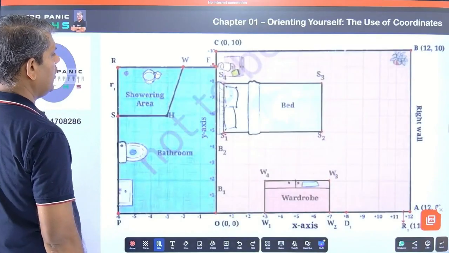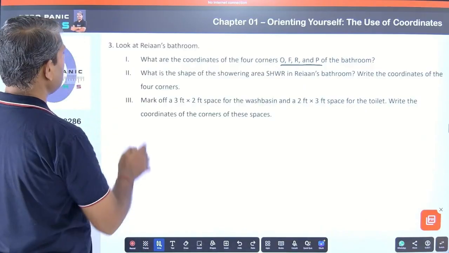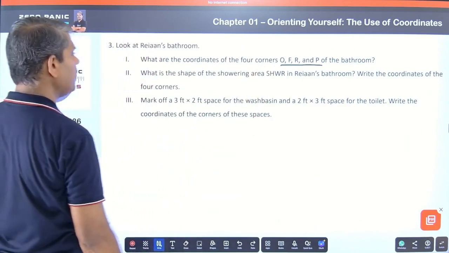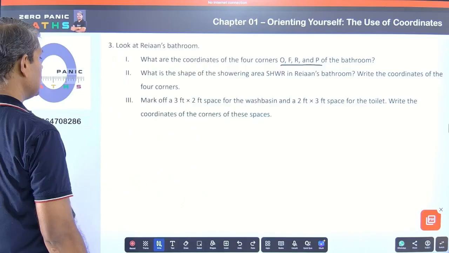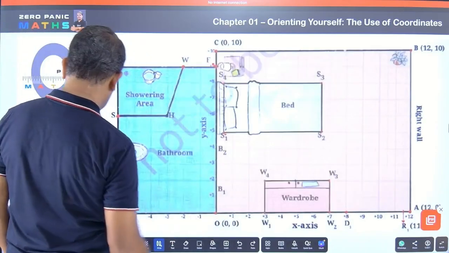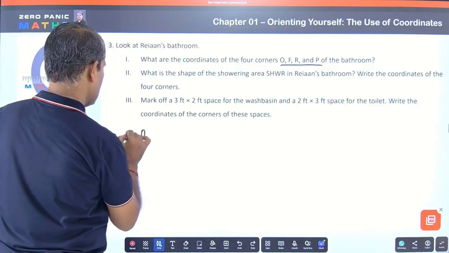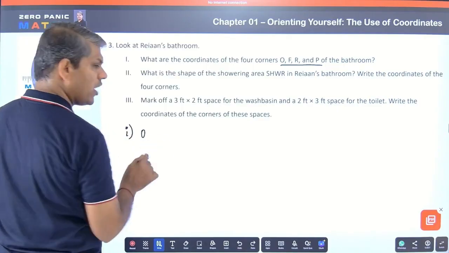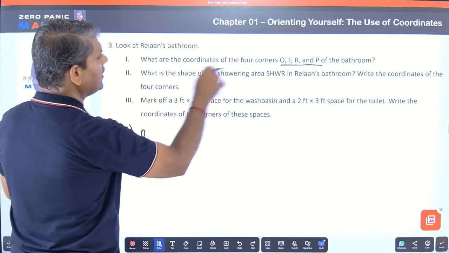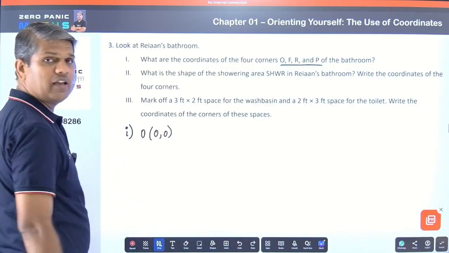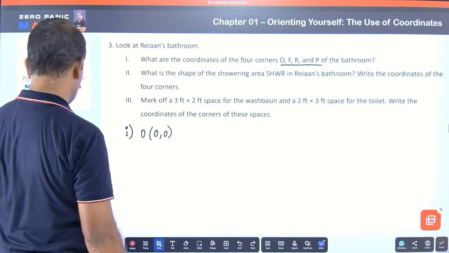Now let us see the first question. What is the first question? Listen carefully. What are the coordinates of the four corners OFRP? Okay, now let us see those first. O is 0, 0. Now I will just write the coordinates. You can just write that. O obviously is the origin of the graph. So it is 0, 0.